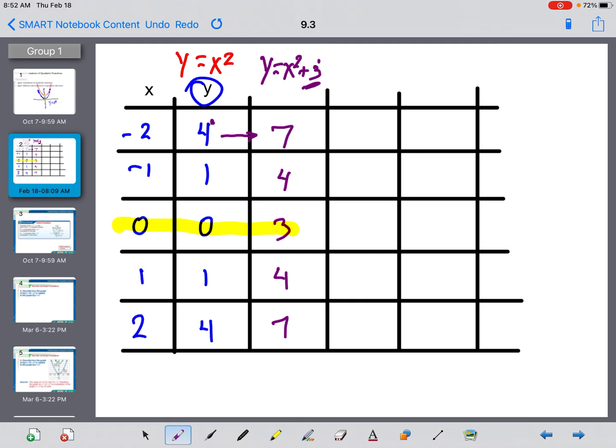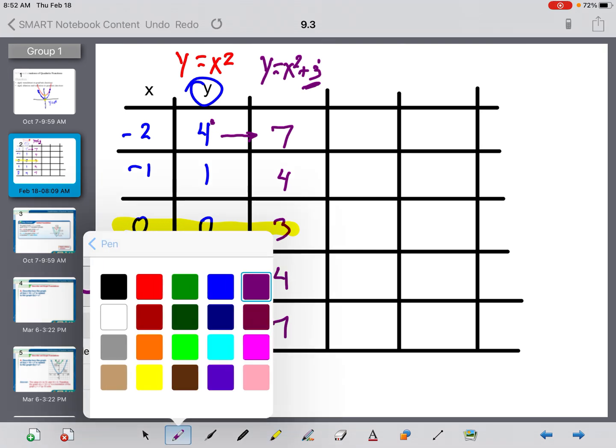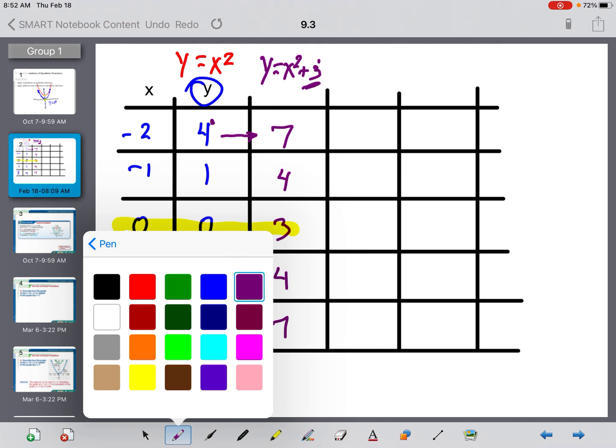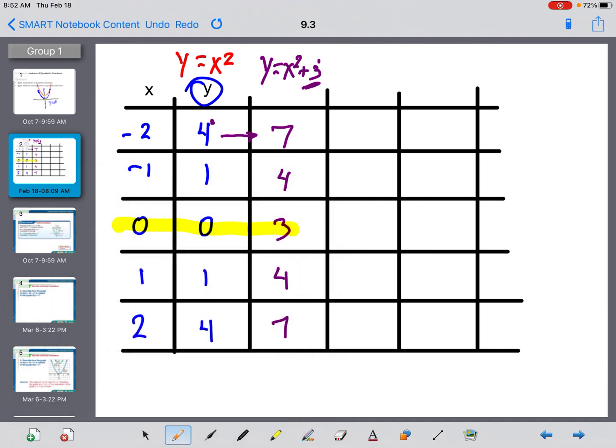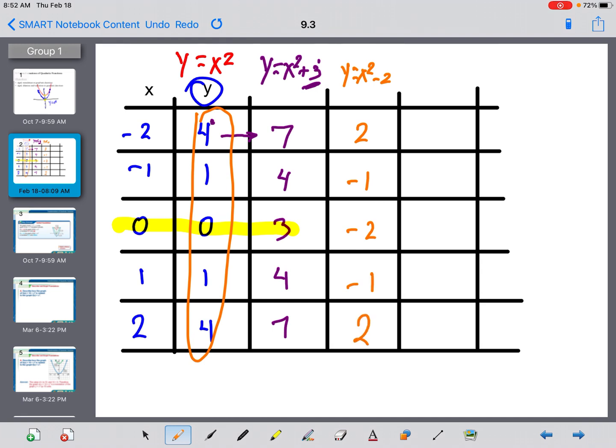All right. So let me do another one. What happens if you're dealing with y equal x squared minus 2? So here's your x squared column. But then when you subtract 2 from 4, you get 2. Subtract 2 from 1, you get -1. Subtract 2 from 0, you get -2. Subtract 2 from 1, you get -1. Subtract 2 from 4, you get 2.